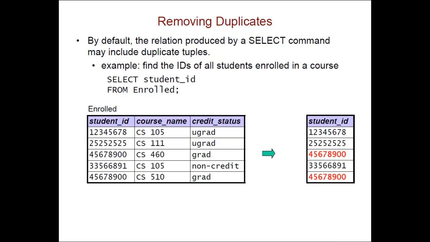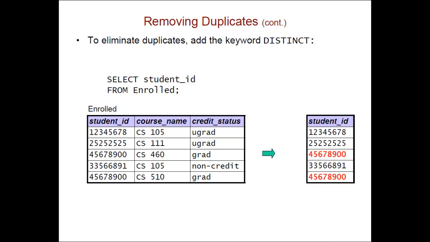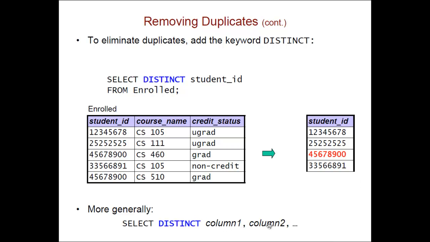And if we just want a given student to appear at most once, we're going to need to add the keyword distinct. And we do it in the select clause, right after the word select, and then we follow it with the column or columns that we want. And what that's going to do is take the original result and remove any duplicates. And so now we will have one ID number for each student who is enrolled in a course. More generally, you can have as many columns as you want separated by commas after the word distinct, and then what it's going to give you is distinct combinations of values from those columns.